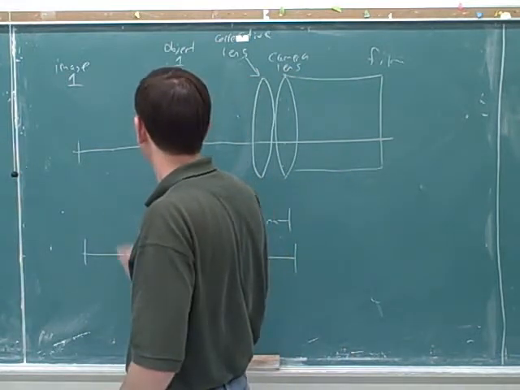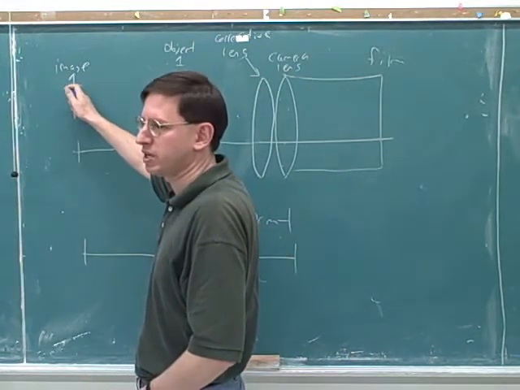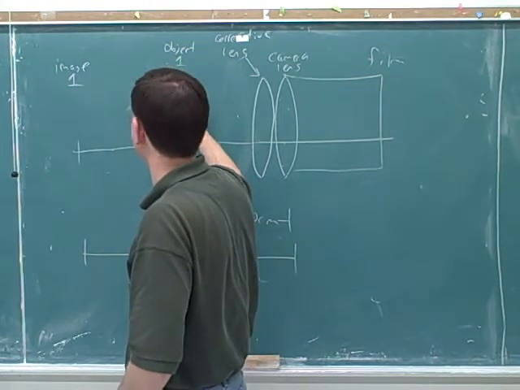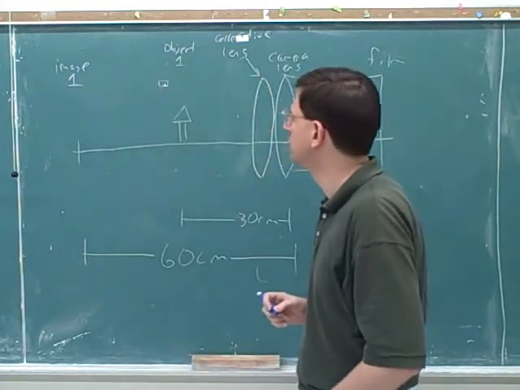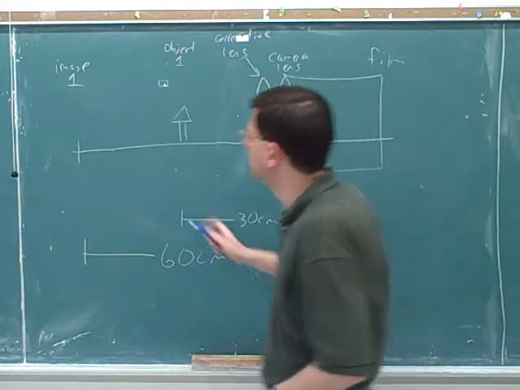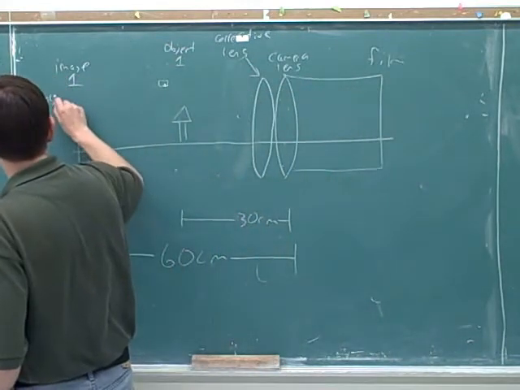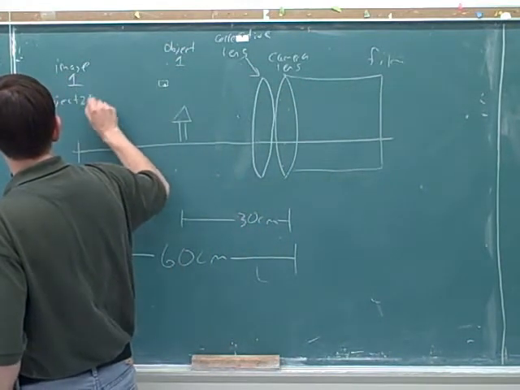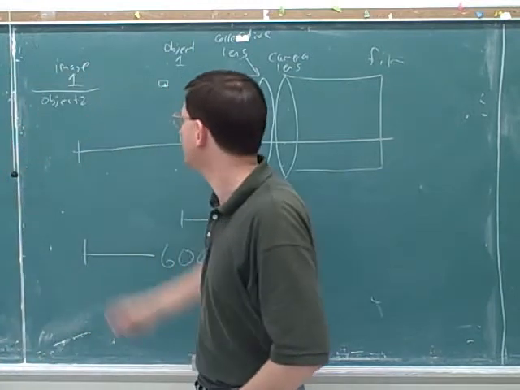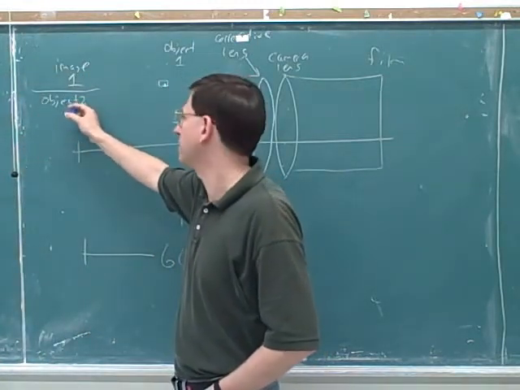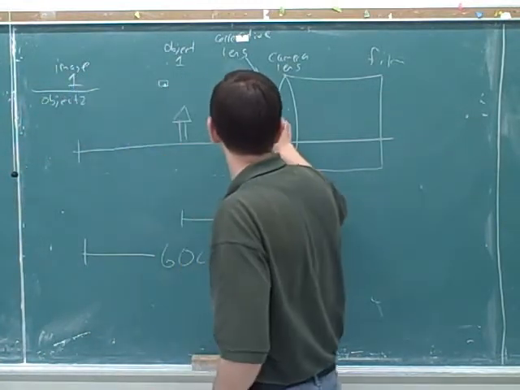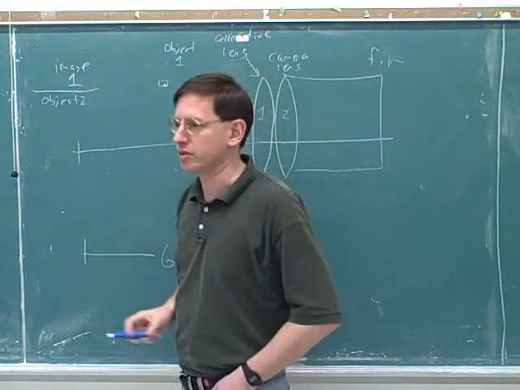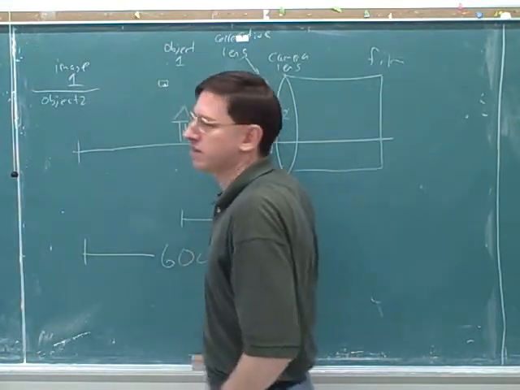What type of image is this going to be from the object one, real or virtual? Real. Now this is image one and object two. You see why I call it that? It's the image from lens one, and it will be the object for lens two. Okay, so this is the image from this lens.